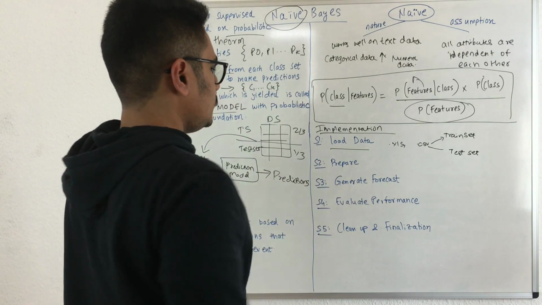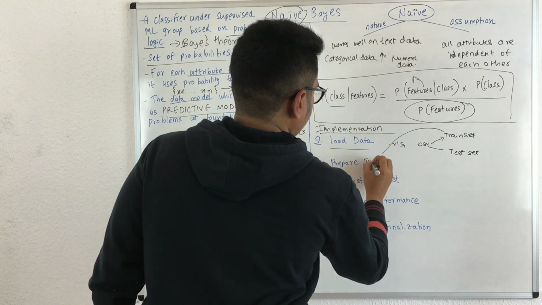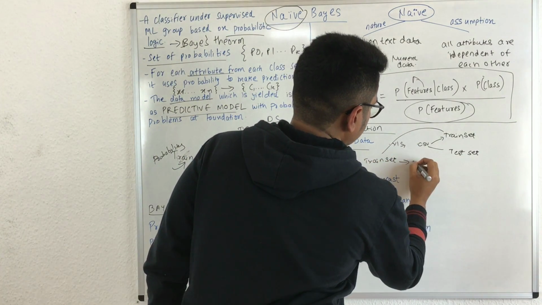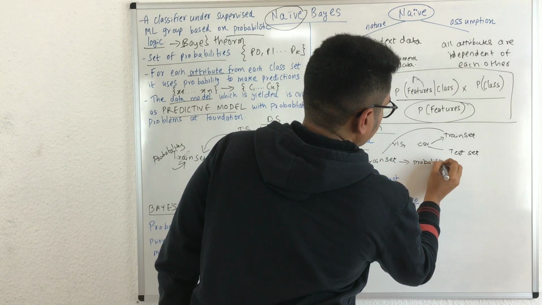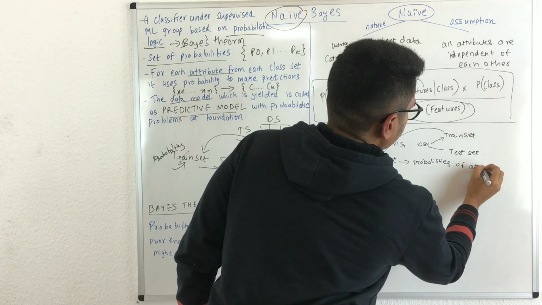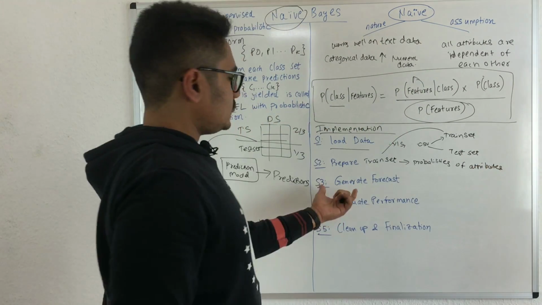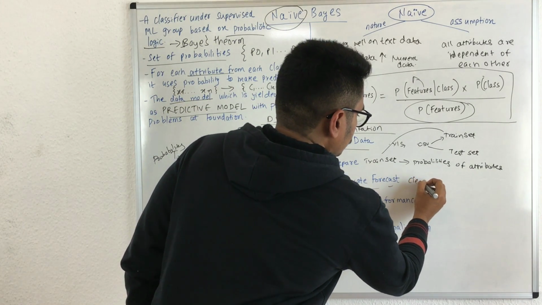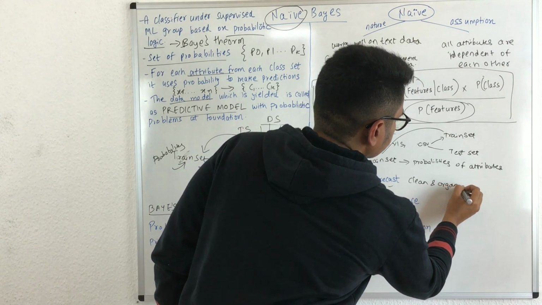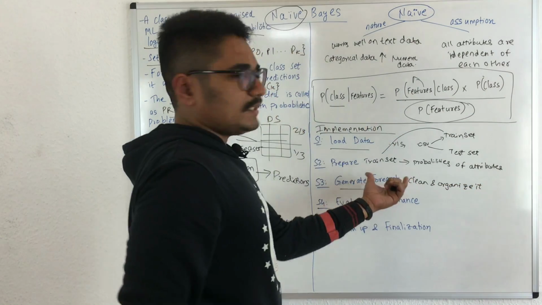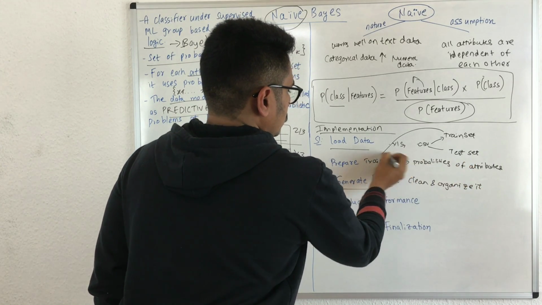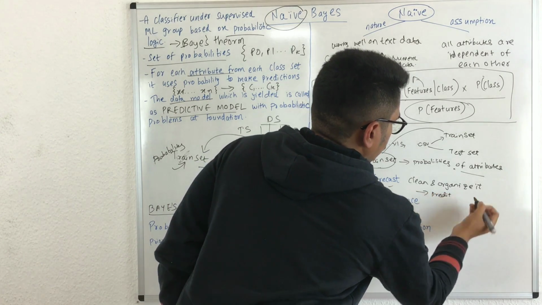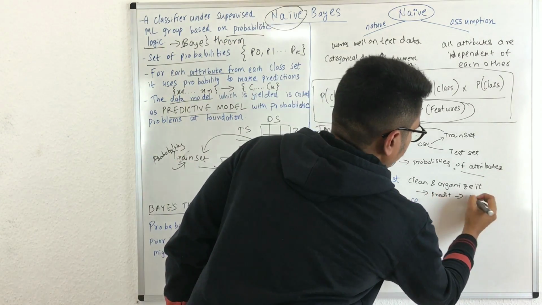Next you need to prepare this data. You take the training set and calculate the probabilities of the attribute values it has. Then at step 3 you generate a forecast. First you clean your data and organize it, and then with the help of the training set, using the probabilities which you have calculated, you try to predict the labels of your test set.